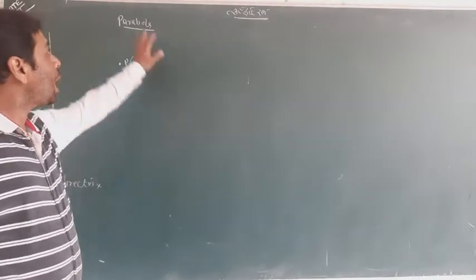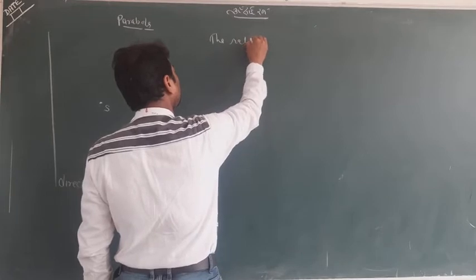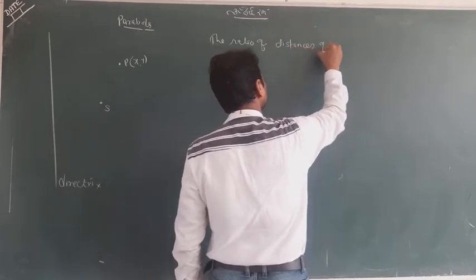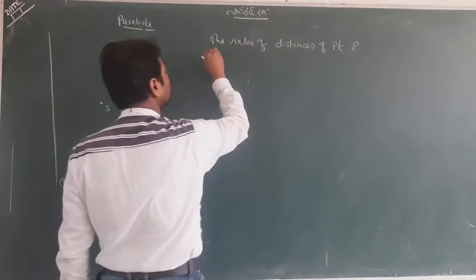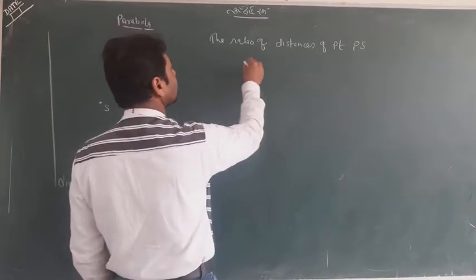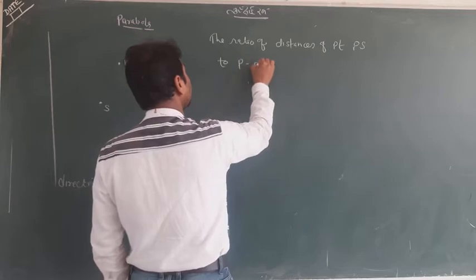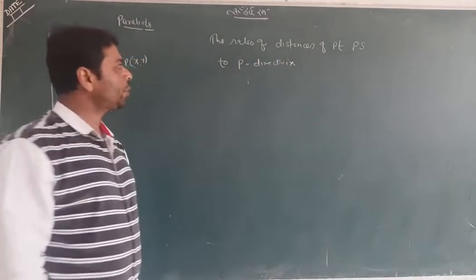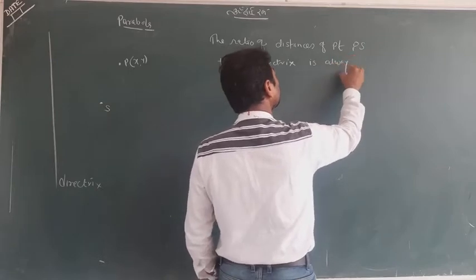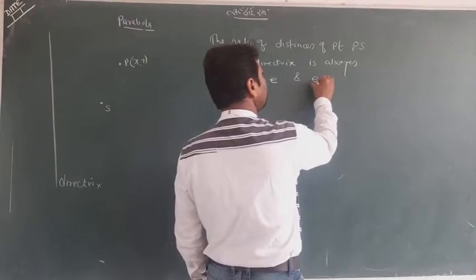Now let me explain how the parabola is created. I just tell you the ratio of distances of point P, which is the moving point: the ratio of the distance of point P to S and of P to the directrix is always equal to E, and E is equal to 1.